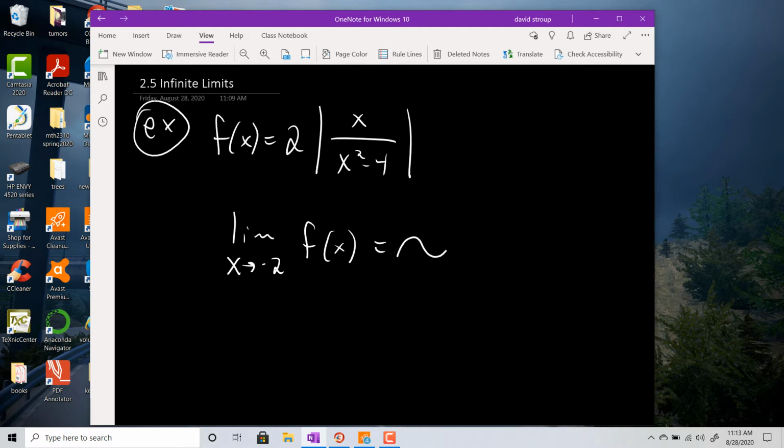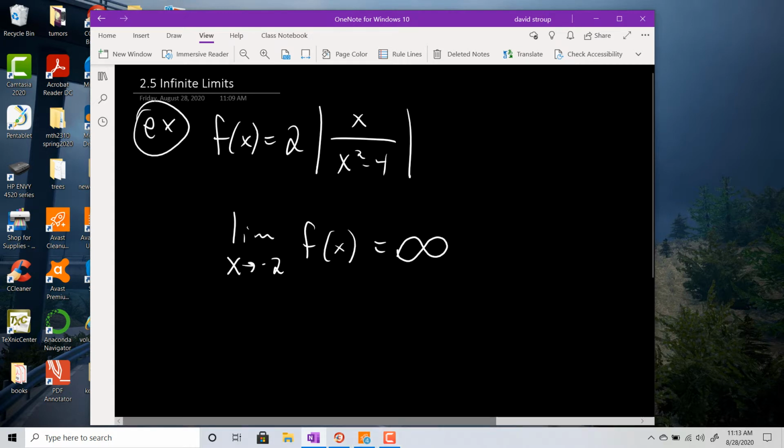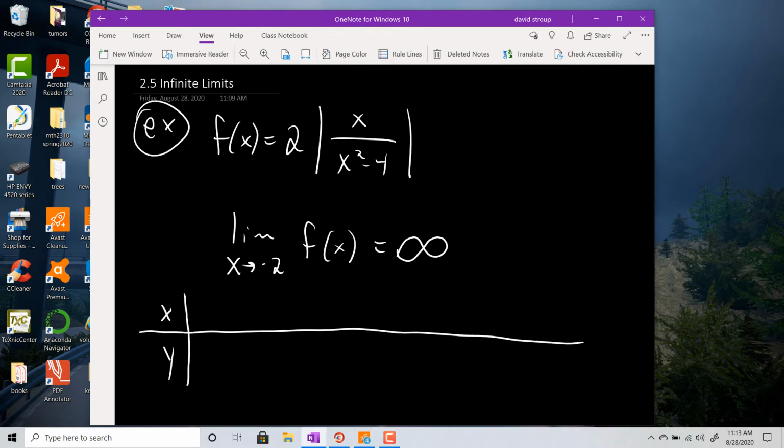You could do a table of values and you would get the same sort of thing. In your table of values, you just have to be a little careful about your approach. I always accidentally put in -1.9 coming in from the left. I mean to put in -2.1. So as we approach from the left, it'd be like -2.01 or whatever.